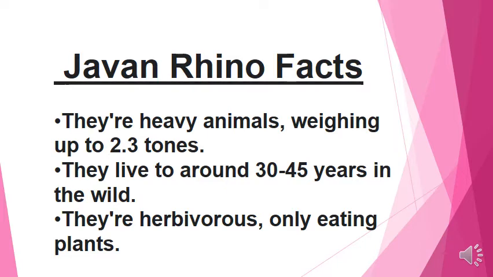They live to around 30 to 45 years in the wild. So they can live around 30 to 45 years. They are herbivorous, only eating plants. So they are herbivorous animals, they only eat plants. So there is no need to get afraid because they are not carnivores. They are just herbivores, plant eaters.